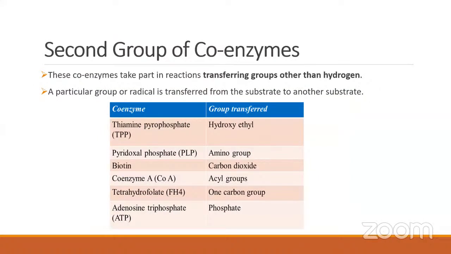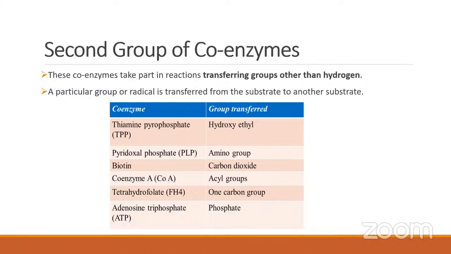Now, what is the second group of coenzymes? As I said, it helps in reactions transferring groups other than hydrogen. These are all, for example, thiamine pyrophosphate, vitamin B1. It helps in the transfer of the hydroxyethyl group. You just have to remember only those names. We don't need any structures here, right? Which group is transferred by thiamine pyrophosphate in an enzymatic reaction? It is hydroxyethyl. That only you have to remember.